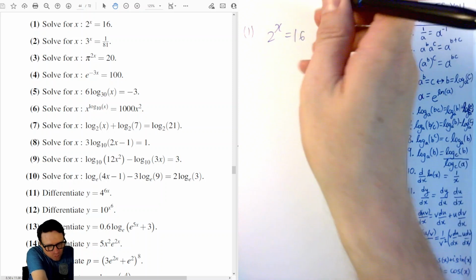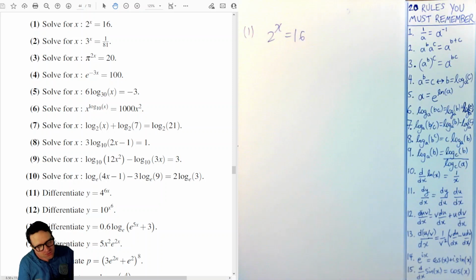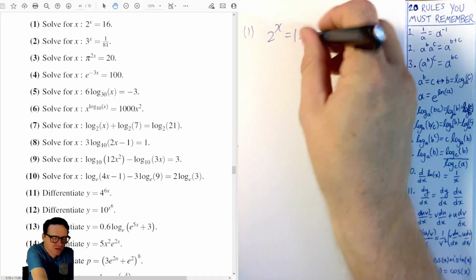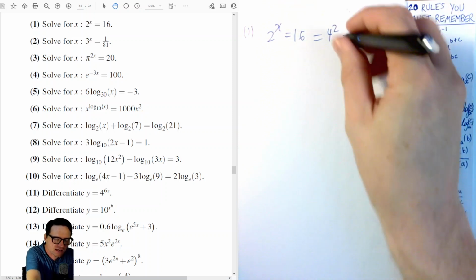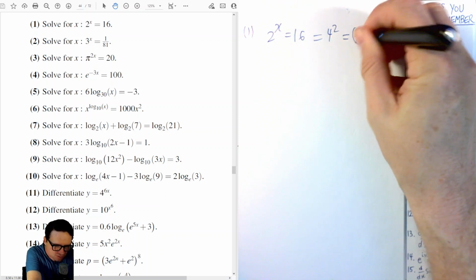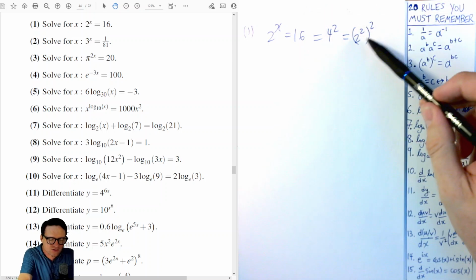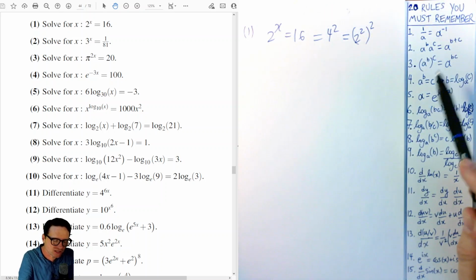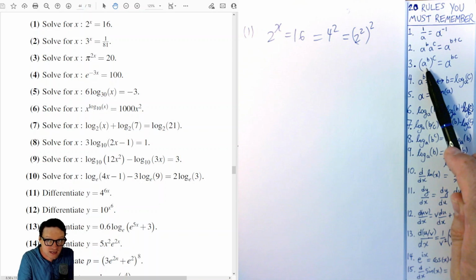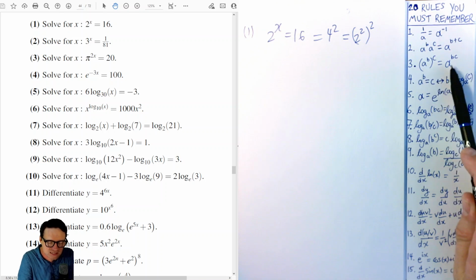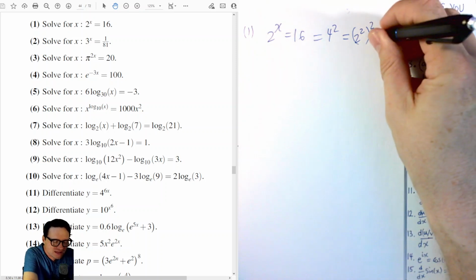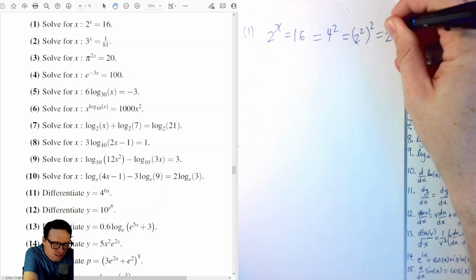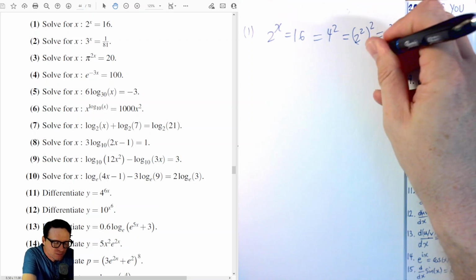Now I've got a few different ways to do this. You could do this in your head because you can notice that 16 is 4 to the power of 2. And then you could notice that 4 is 2 to the power of 2. Here we can use an exponent rule. Which one is it? It's number 3: a to the power of b all to the power of c is a to the power of the product of b and c. So we can see then that this is 2 to the power of 2 times 2, or 2 to the power of 4.